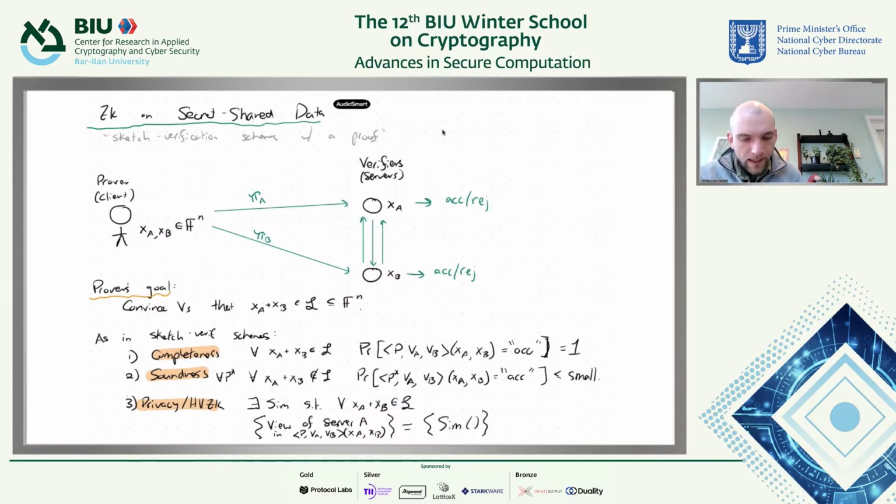And again, this notation just means running this three-party protocol where verifier A's input is XA and verifier B's input is XB. And the prover's input is both of these things. Any questions about the syntax before I go on?